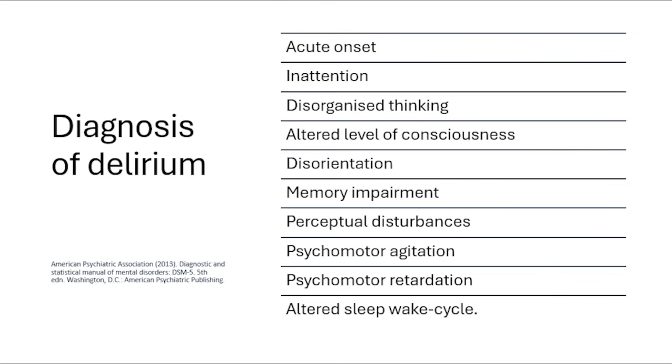Another one is perceptual disturbances. This is one of the common things. The patients with delirium are having perceptual disturbances like visual hallucinations, auditory hallucinations, and tactile hallucinations. They become very much paranoid about the people around. So that is one of the things. And then psychomotor agitation and psychomotor retardation.